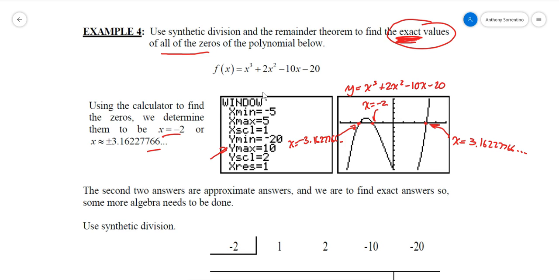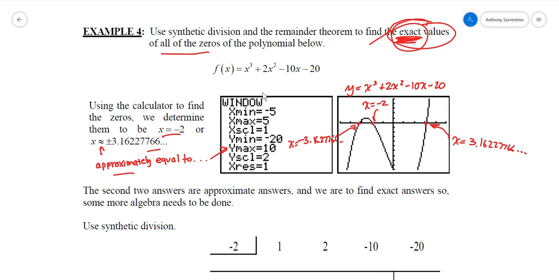The problem is, if these are irrational and I have these decimals, this is not the exact solution. That's what this wavy equal sign means. It means approximately equal to. I don't want approximately equal to. I want exactly equal to. So I've got to try to figure out what this number is written in exact form.